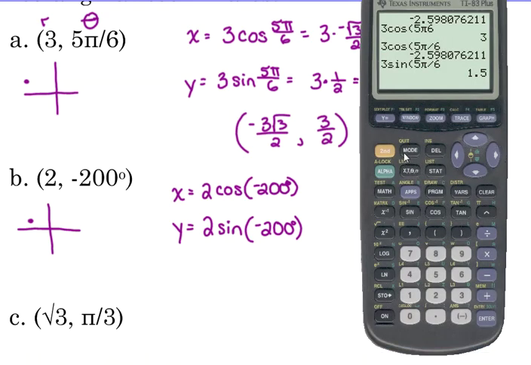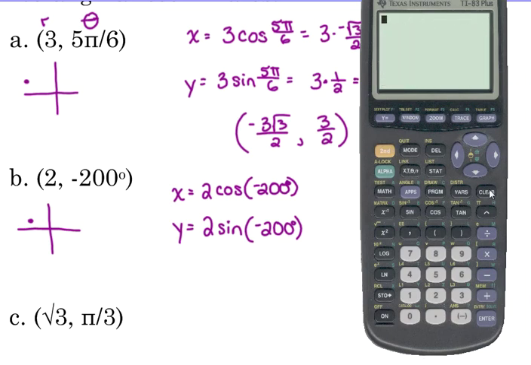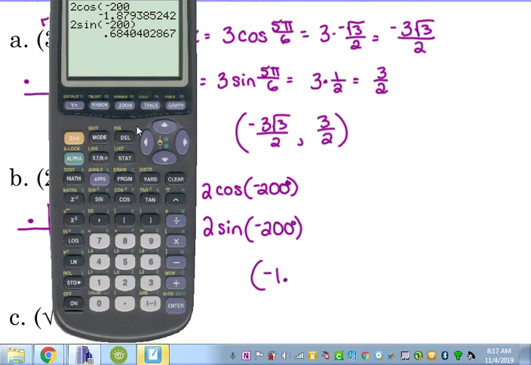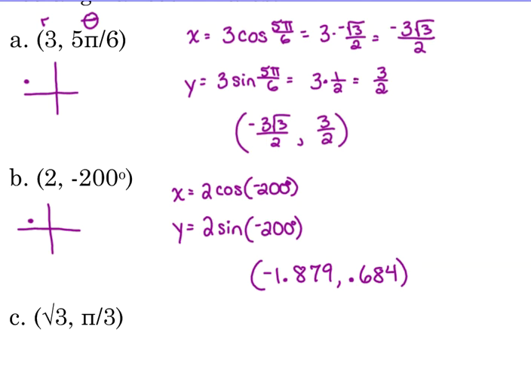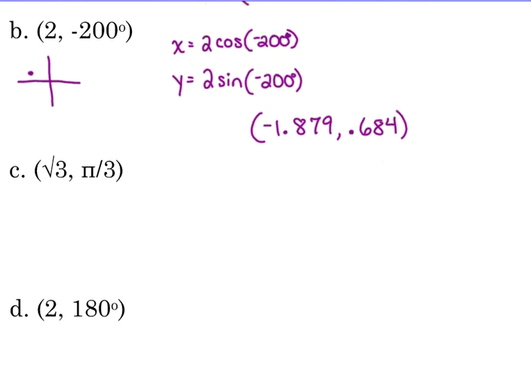We have to rely on our calculator. We have to make sure it's in degree mode because we just did radians, but our angle here is degrees. So 2 cosine negative 200, 2 sine negative 200, negative x, positive y. Let's round to 3 digits after the decimal. Negative 1.879, 0.684. Okay, so the only time decimal coordinates are allowed is when it's not on the unit circle.